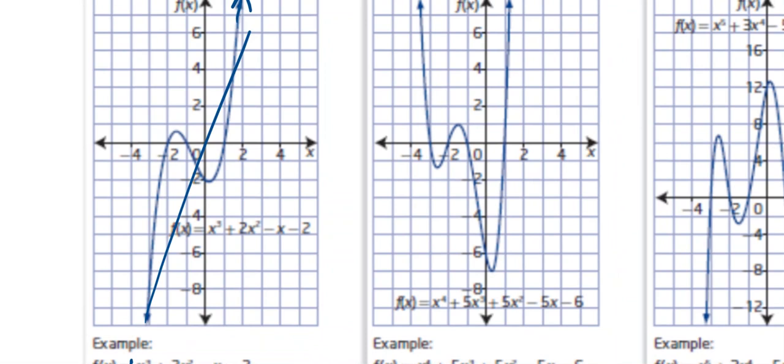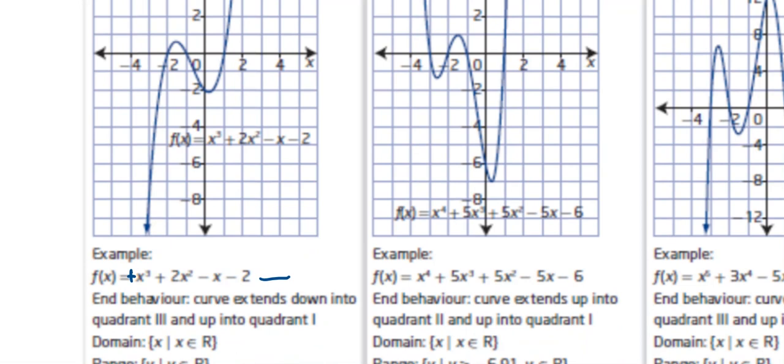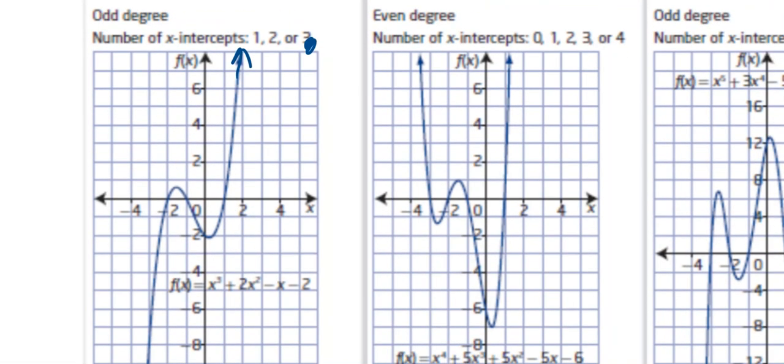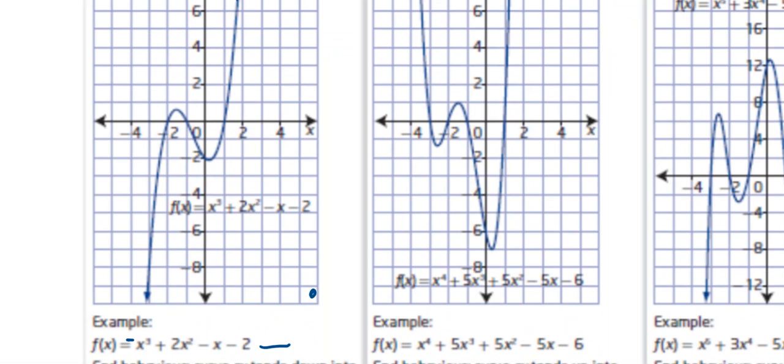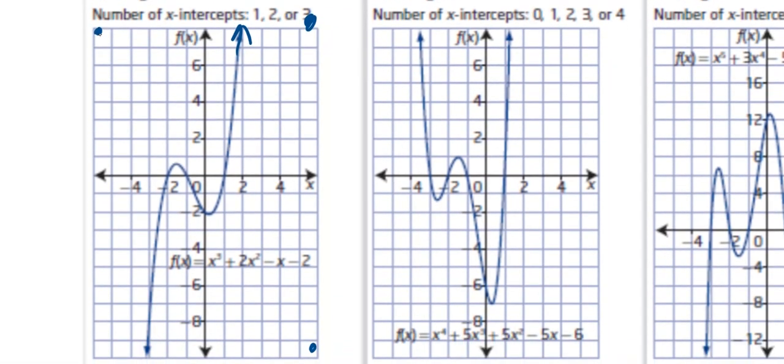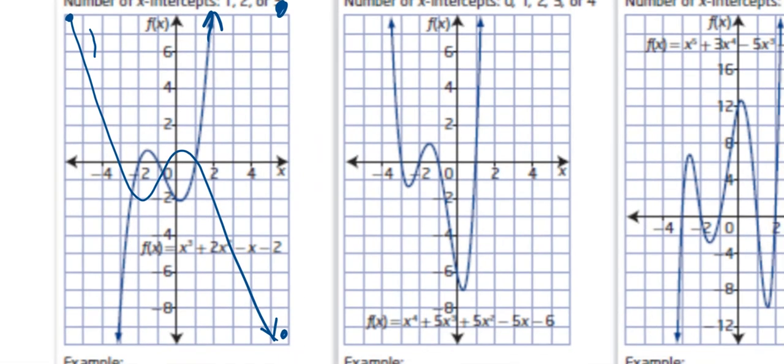So if there was a negative out front of this, if I just change this to negative x cubed and so on, what's going to change is it's just going to start up here and end down here, right? Just like a negative slope would on a degree 1. So that one would go down and then up and then down again. Yeah, you guys good with that? Because if you got that down, that's pretty much it.